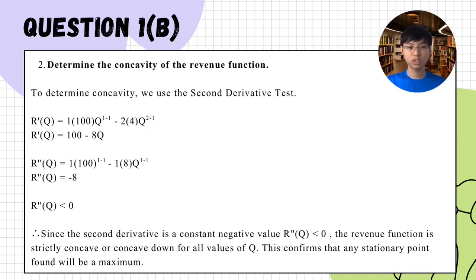For question 2, determine the concavity of the revenue function. We need to use the second derivative test. The first derivative of R(Q) is 100 - 8Q, and the second derivative of R(Q) is -8. The second derivative, -8, is smaller than 0. In conclusion, since the second derivative is a constant negative value, the revenue function is strictly concave down for all values of Q. This confirms that any stationary point found will be a maximum.